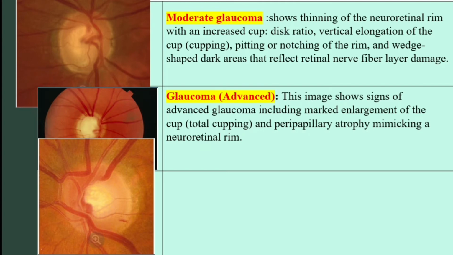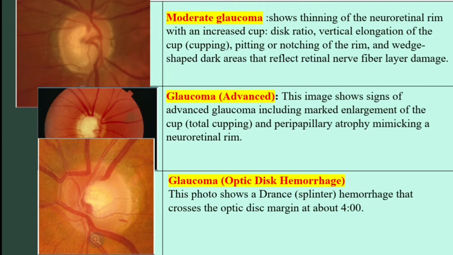And last, here you can see optic disc hemorrhage, right? So this photo shows a Drance or splinter hemorrhage. If you look at 4 o'clock, you see it here, this hemorrhage that crosses the optic disc margin, right? Okay.